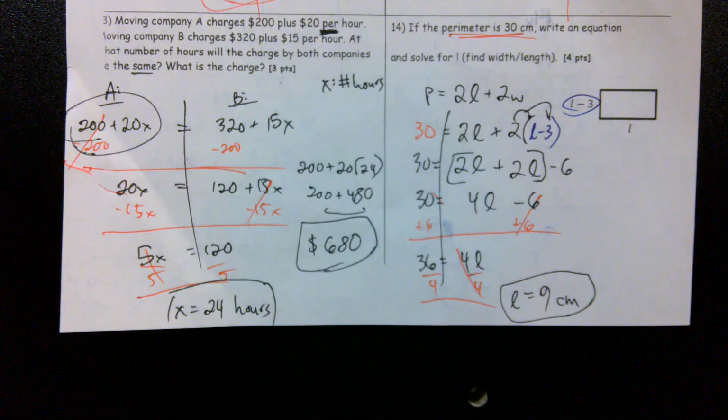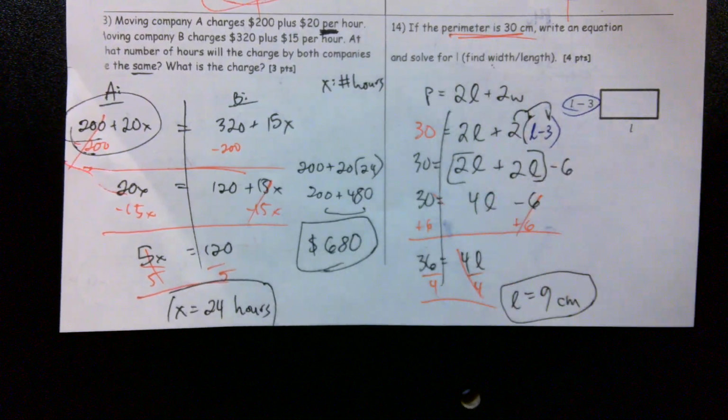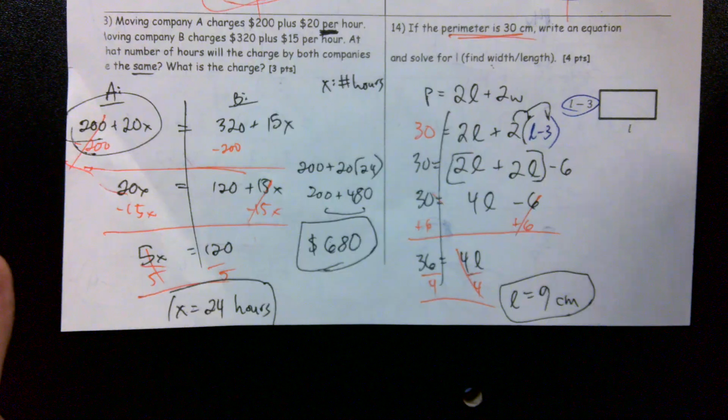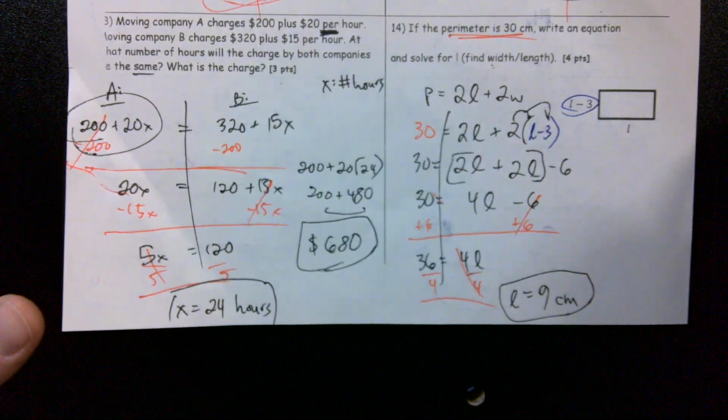Now let's solve for W. Oh, W. Right? It says find the width. That's why I said it's worded weird. It should say width and length instead of width. Find the width over the length. I'll clear it up on the test, don't worry.